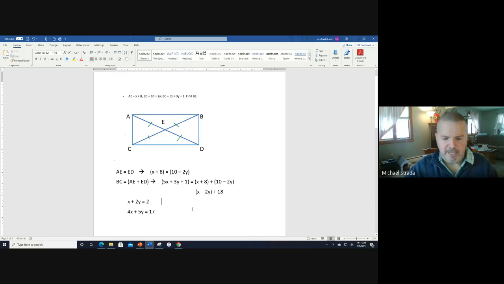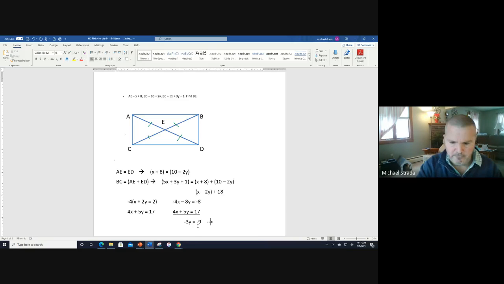Okay. Well, I'm going to use elimination. So I'm going to multiply the top equation by negative 4. The result would be negative 4x minus 8y equals negative 8. And then the bottom one is still 4x plus 5y equals 17. All right. When I add straight down, which is what I do with elimination, the x's are going to cancel out. I'm going to have negative 3y equals negative 9. Dividing by negative 3, y equals 3. Nope, it's positive 9. So y is negative 3.